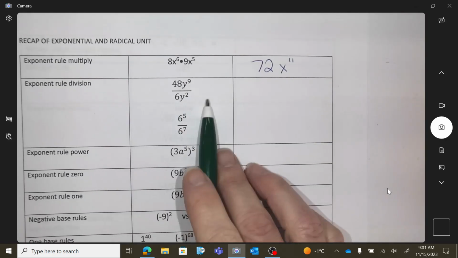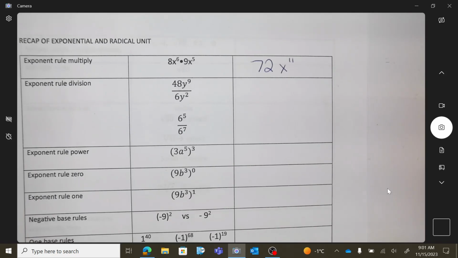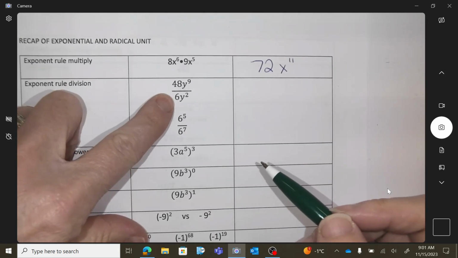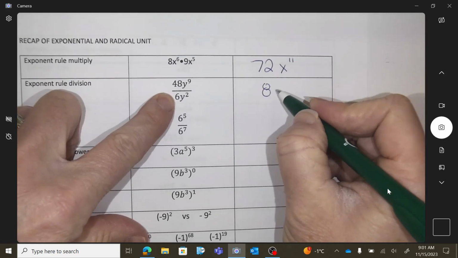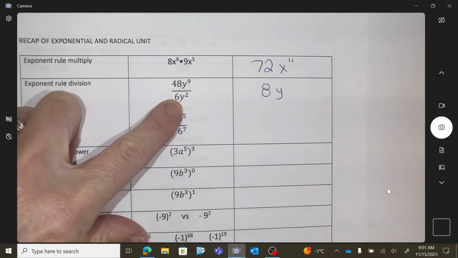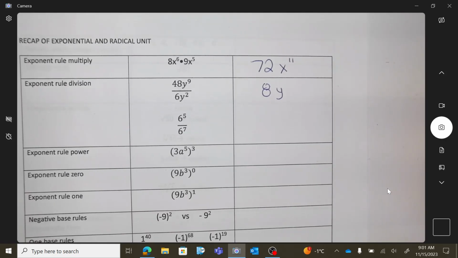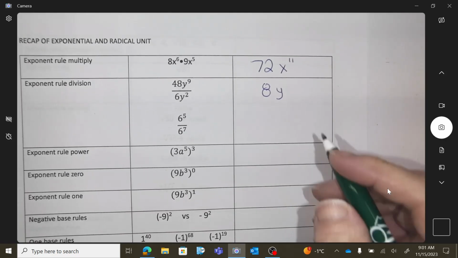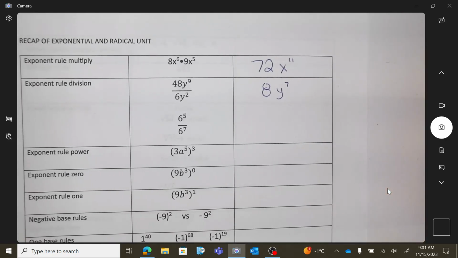Okay, so the next rule, division. So coefficients get normal math. So divide 8. The base in this situation is y, and then you have an exponent rule to follow, subtraction.